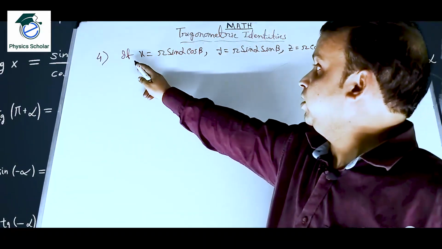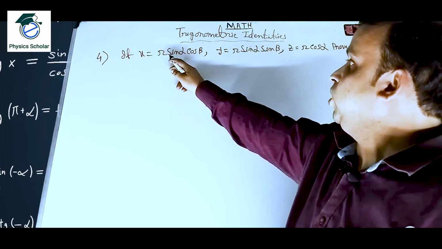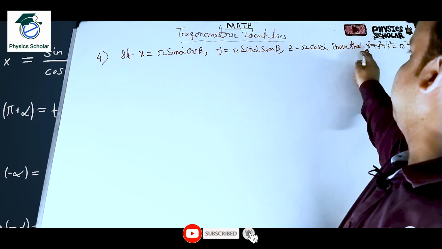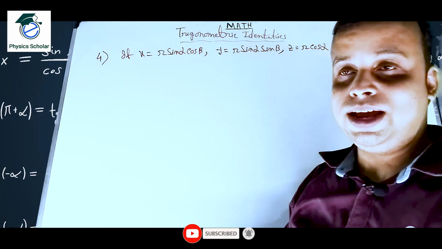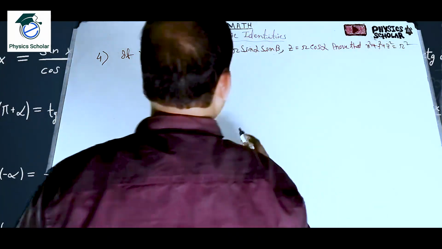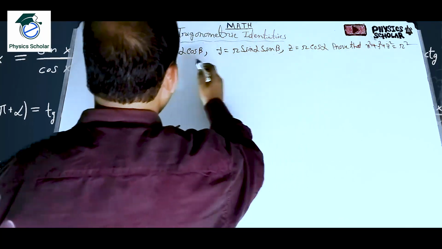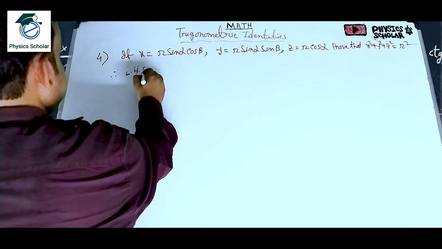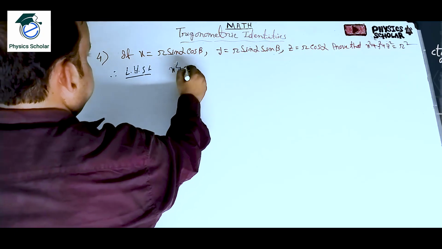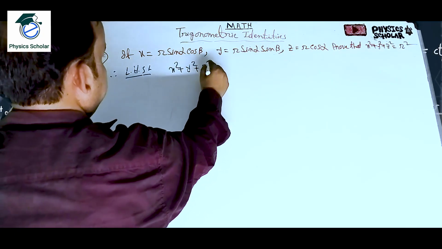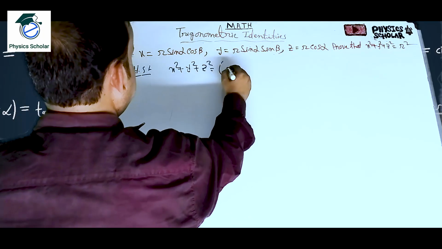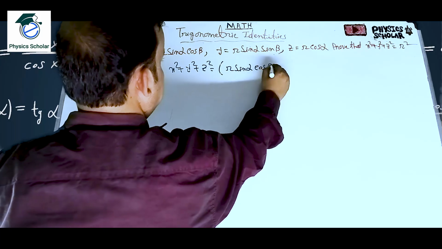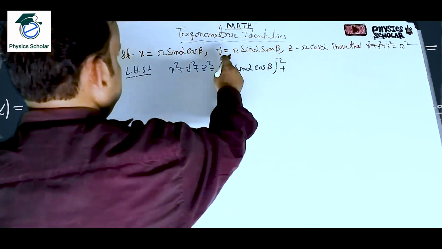Friends, here the sum number 4, if x is equal to r sin alpha cos beta, y is equal to r sin alpha sin beta and z is equal to r cos alpha, we have to prove x square plus y square plus z square. Clear? So see, x square plus y square plus z square, the value of x, y and z is given. Okay. So let us write left hand side. What is left hand side? X square plus y square plus z square. What is the value of x? Value of x means r sin alpha cos beta whole square plus what is the value of y?